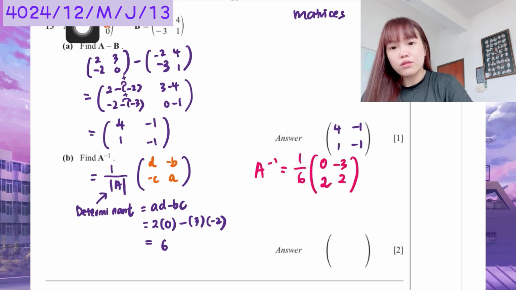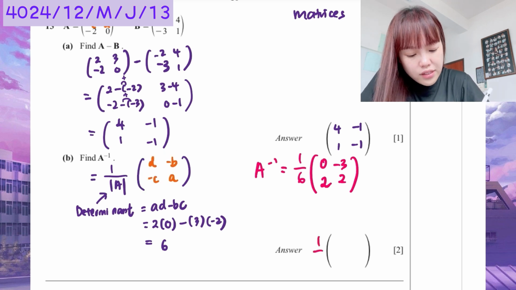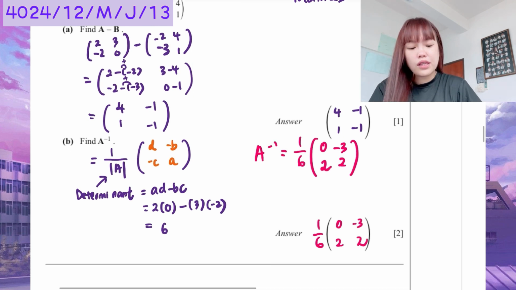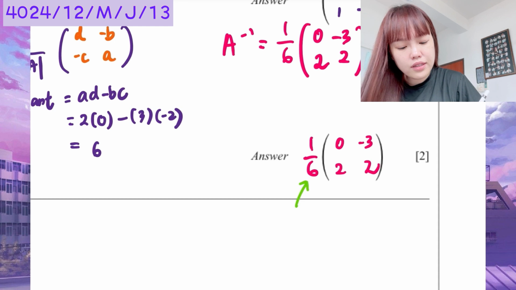Okay, so look at here, you compare with this. This is the formula for A inverse. So your answer, you can just write down like that. Right, so that's the answer. Okay, so this is 2 marks. So what we want to see here is the determinant. This one is your 1 mark. And this whole thing here is also your 1 mark.